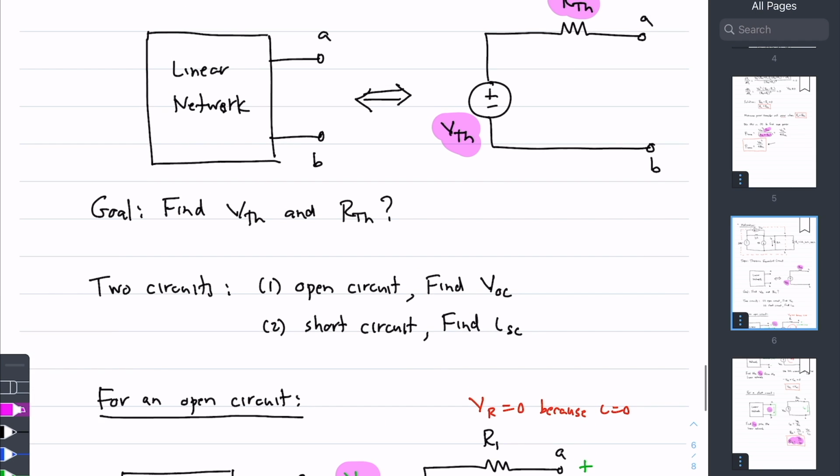I know that it seems, again, like a lengthy process, but we will have plenty of examples that we can go through in order to show you how to go about finding the Thevenin equivalent.